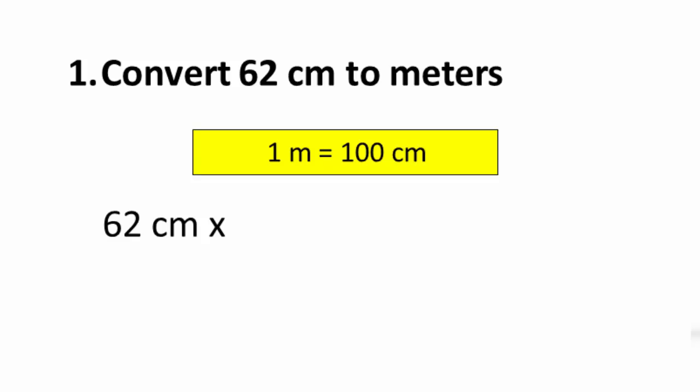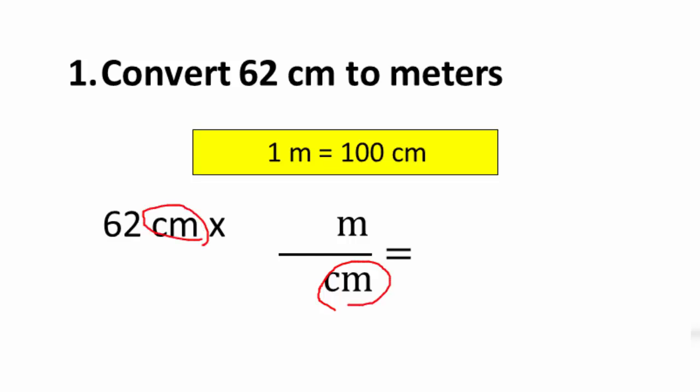Now the next thing we want to do is set up the factor label, or the dimensional analysis. In doing this, we want centimeters to cancel. That means we're going to put centimeters at the bottom. Centimeters is at the top in the given value, and we put it at the bottom in the factor label, so they'll cancel. And what we're trying to find, meters, goes at the top.